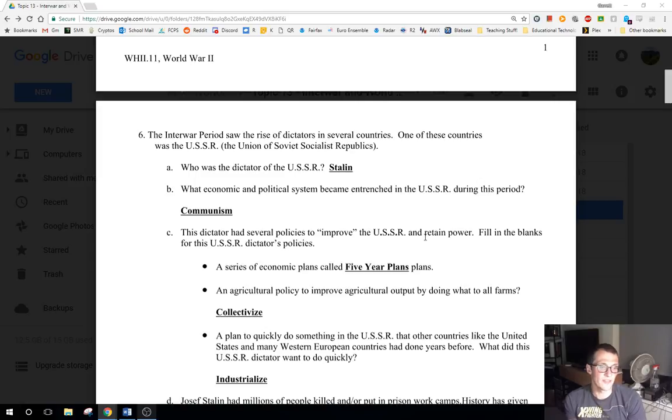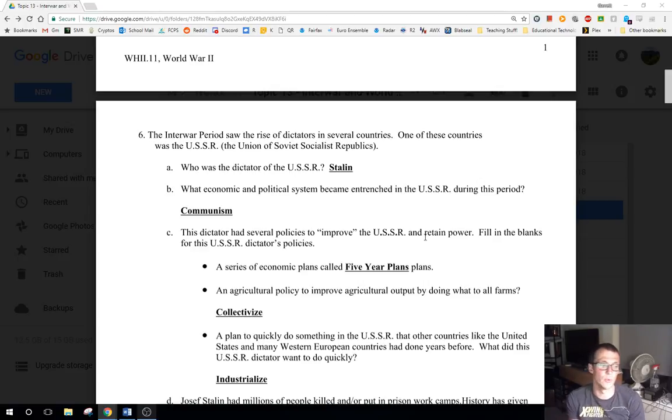And one thing that Stalin is going to do is he's looking to improve communism and improve the Soviet Union and retain his own power, right? And one of the things he does, his economic plan, is known as the 5-year plan, right? And agriculturally, he's going to look to collectivize all of the farms and to create the farms. There's no ownership, no individual ownership of these farms, right? That's what it means to collectivize, right?